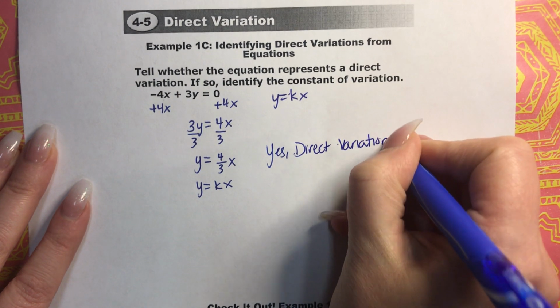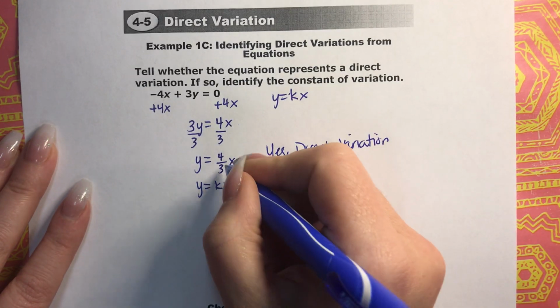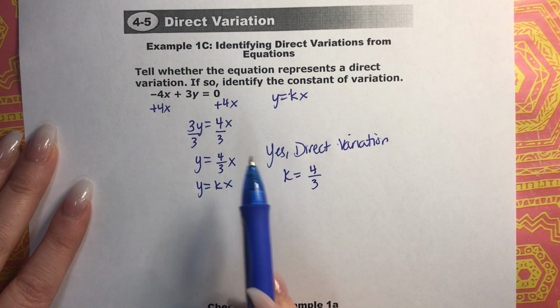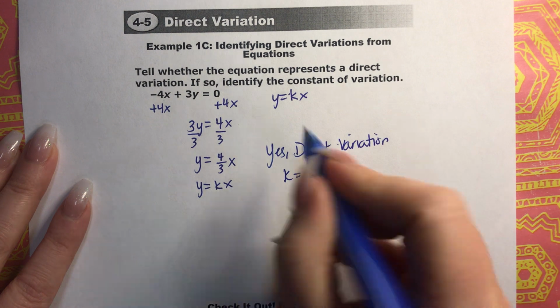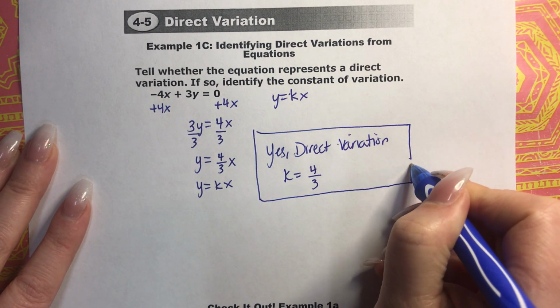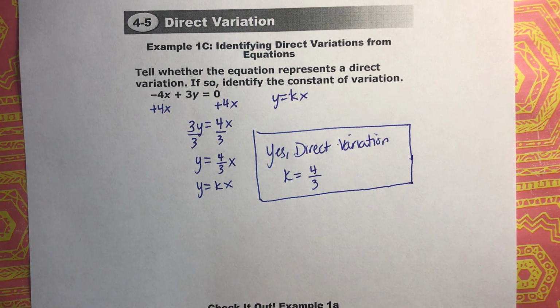And then we just need to say what our k is. And k is equal to the number in front of x, which is a fraction, and that's totally okay because it's the slope, right? It's the rise over the run. So there we go. Yes, this is a direct variation, and the constant of variation is 4/3.